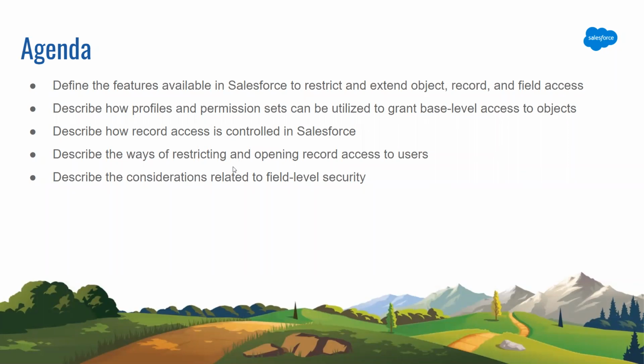So the agenda for the presentation: the first one is the bullet point just stated. We'll look a little bit more at how profiles and permission sets can be used for base level access, and how record access is controlled. There's a lot of things that come over from the admin credential. Then we can talk about restricting and opening record access to specific users. And then finally, we can look at field level security. Those tend to be the overlay of how things are structured.